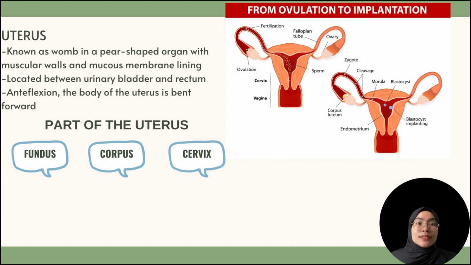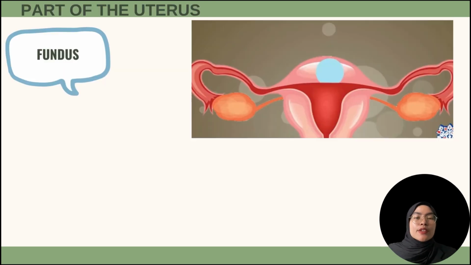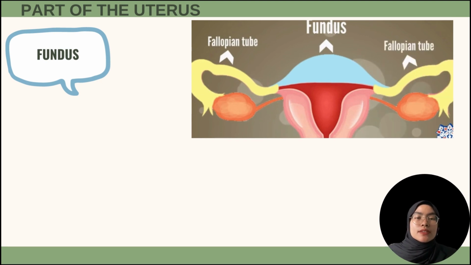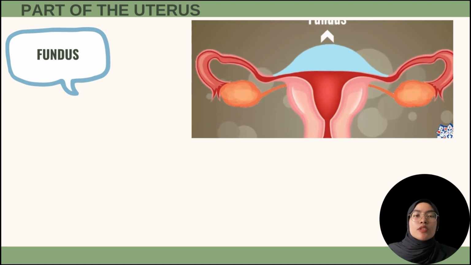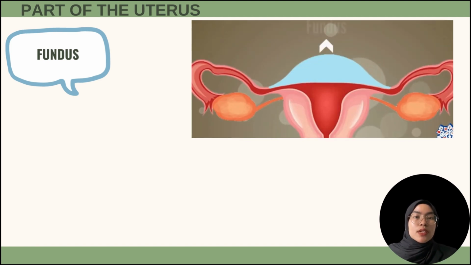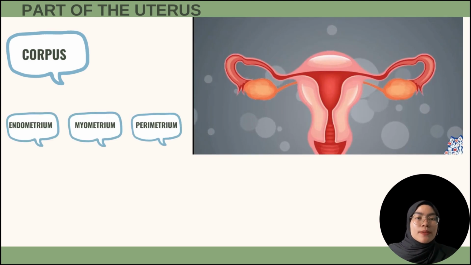Now, let us see the parts of the uterus. The uterus consists of 3 major anatomic areas: the fundus, corpus, and cervix. The fundus is the bulging rounded part above the entrance of the fallopian tubes. Because the fundus rises during pregnancy, measuring the fundus height in relation to the pubic bone helps determine the baby's growth. Next is the corpus, also known as the body of the uterus.